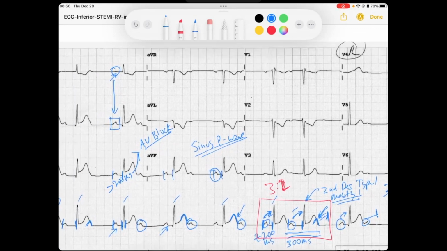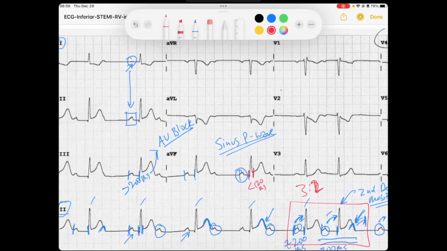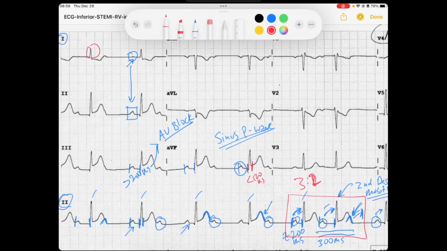Let's continue down and let's look at our QRSs. Our QRSs we said are narrow. I'll use red here and just make sure QRS is narrow, less than 120 milliseconds. Our QRS axis is upright in 1. It's upright in AVF, so I know it's going down to the left, so it's at normal axis.